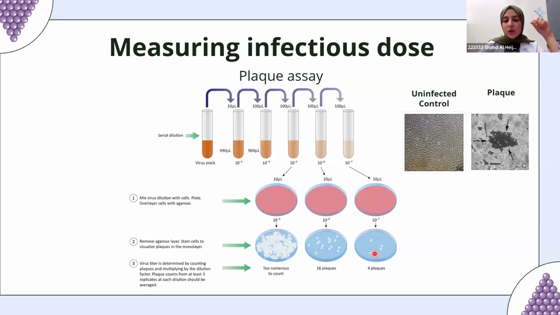So here, for example, you can count 4 plaques at this dilution, 10 to the power of -7. If you have a high infectious dose, you have more plaques, and even with more dilution you're going to see a lot of plaques. So what you're doing is trying to achieve a dilution in which you can count the individual plaques.